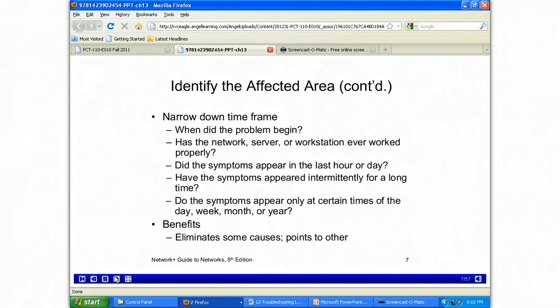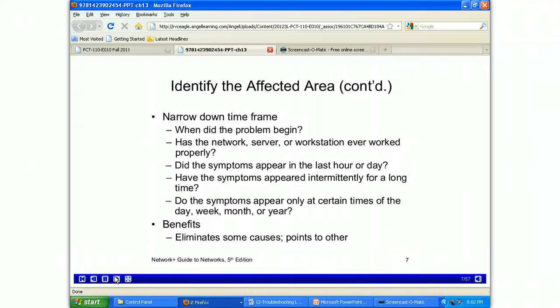Then you begin to narrow it down. When did it begin? Like the question I asked, were you able to get on the internet before you left home last night? Good question. Okay, you want to narrow down. Were you able to get in this morning? No. So something happened between last night and this morning that they weren't able to get in.